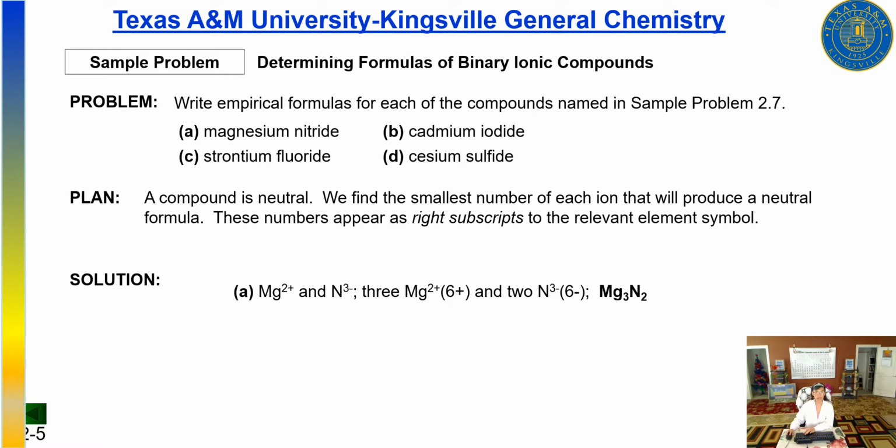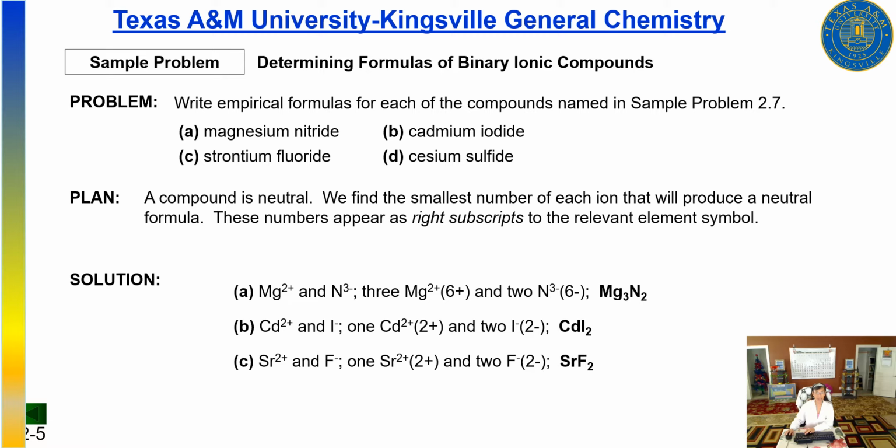Second pair, cadmium iodide. Your cadmium is 2 plus. Iodide is from your group 17 or 7A, called halogens, -1 in charge. You need to make these compounds neutral by +2, -2. Therefore, the formula will be CdI2. And your part C, strontium fluoride, strontium 2 plus, fluoride -1.